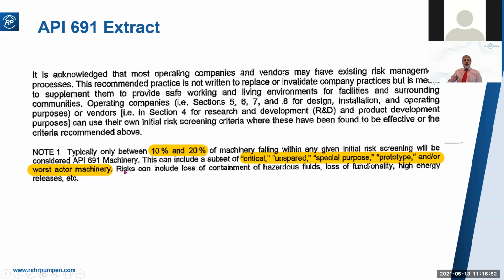API-691 expects that only 10 to 20% of pumps will be impacted by this, usually in the classes of critical, unspared, special purpose, prototype, and worst actor. Expect to see more data sheets as part of the specifying and RFQ process.